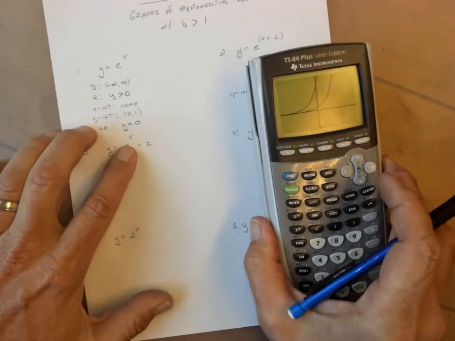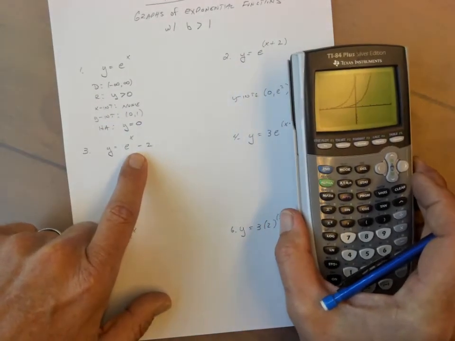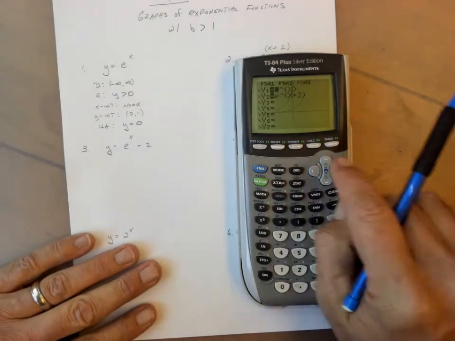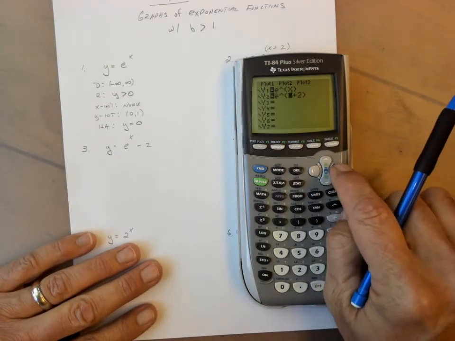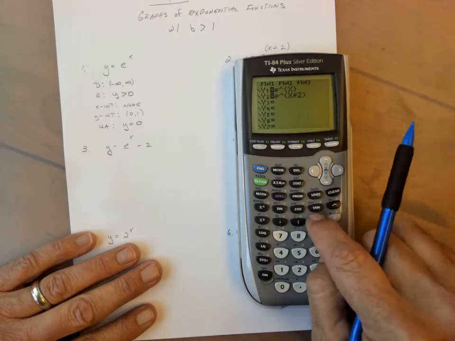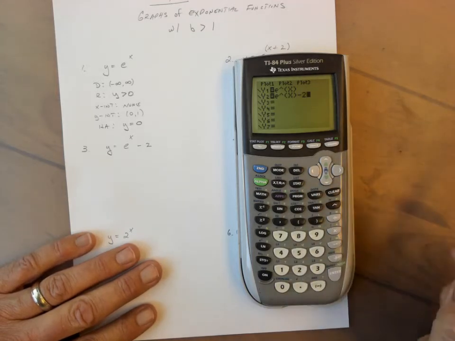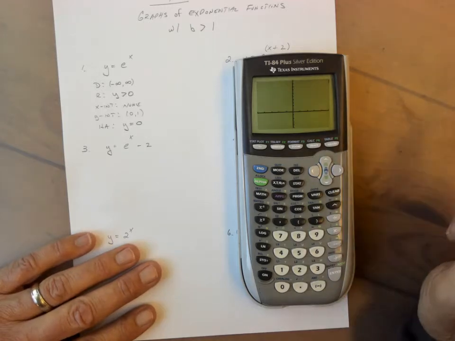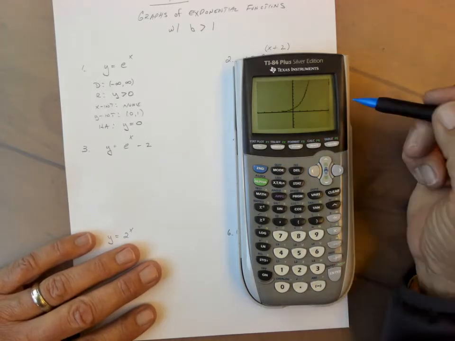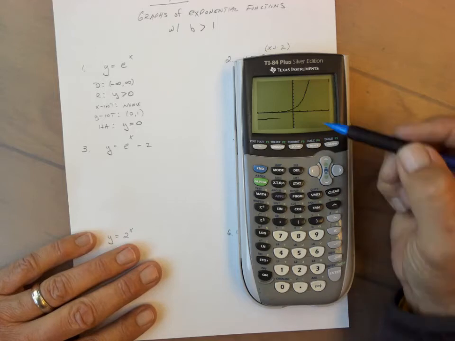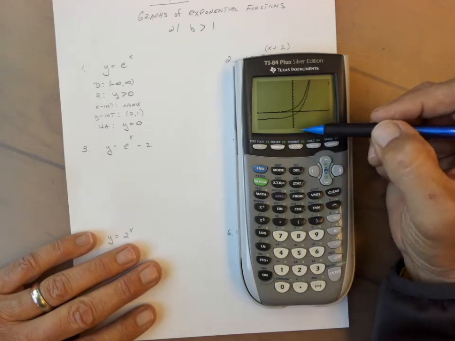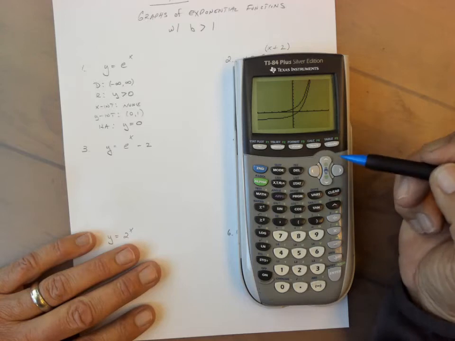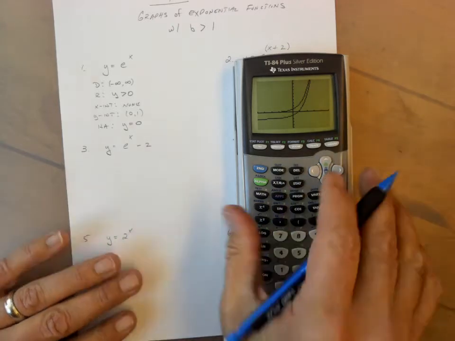Okay, our next one, e to the x minus 2. Now this is going to move our graph 2 units down. So we'll go to y equals. I'm going to use this one, so I'm going to close the parentheses and then put in minus 2. So it's e to the x minus 2. So you'll see it draws our original graph. Here's the parent graph. And notice the whole graph has been moved down too. So instead of having a y-intercept at 0, 1, it has a y-intercept at 0, -1.